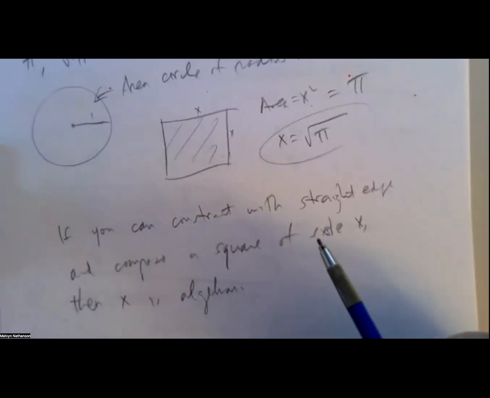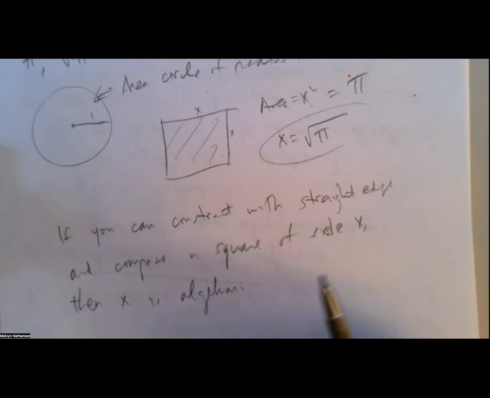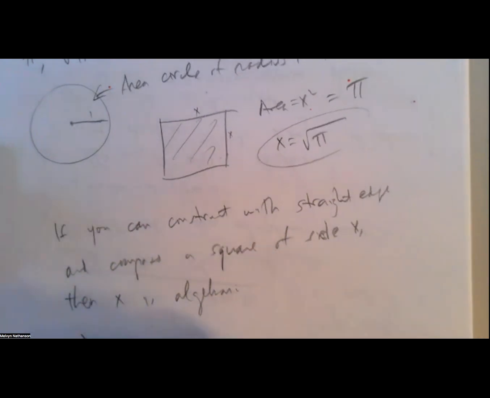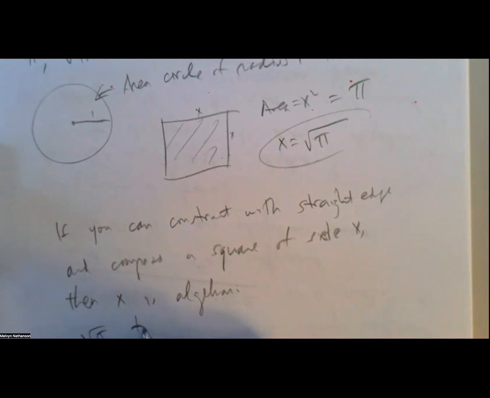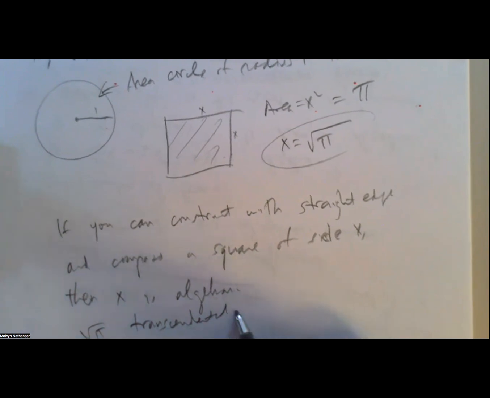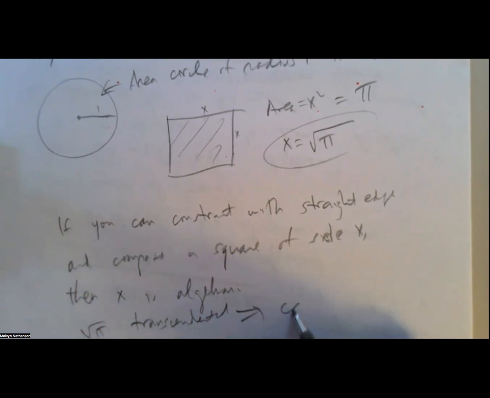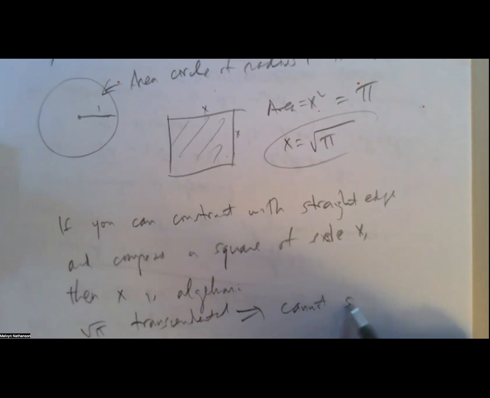So if you're using a straight edge and compass, you're basically doing operations which have to do with a straight line, which is like ax plus b equals 0, and a circle, which is like x squared plus y squared equals r squared. Then x is algebraic. If the square root of pi is transcendental, which means not algebraic, that proves you cannot square the circle.